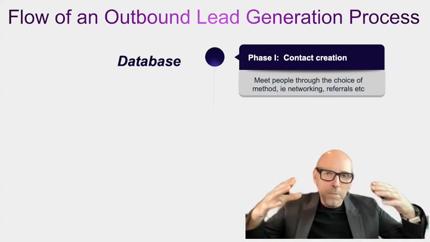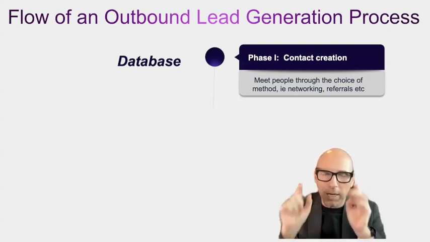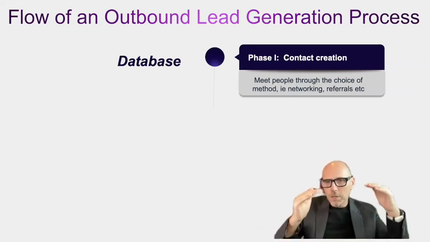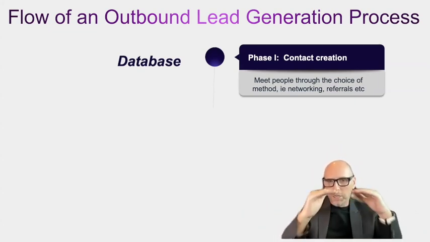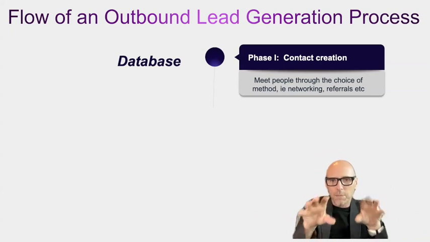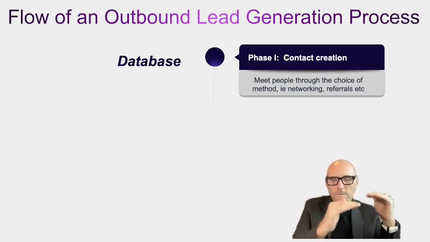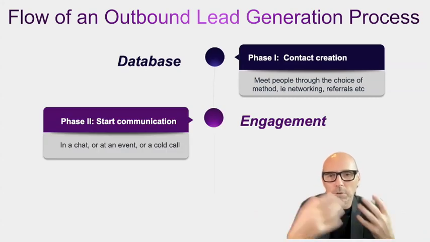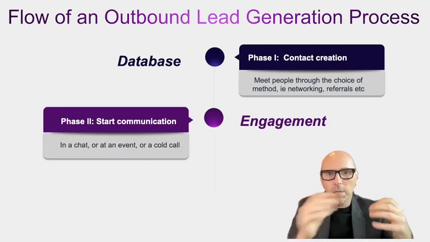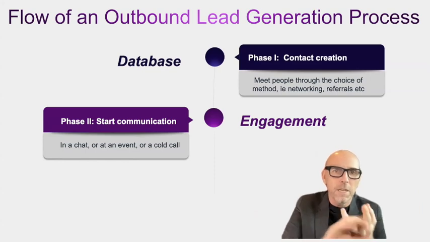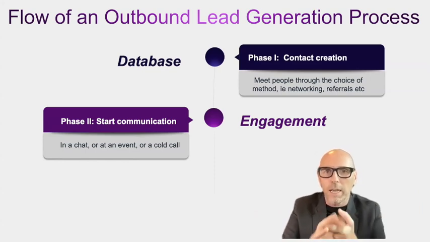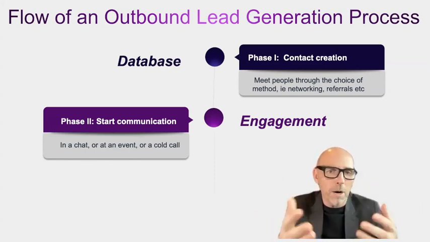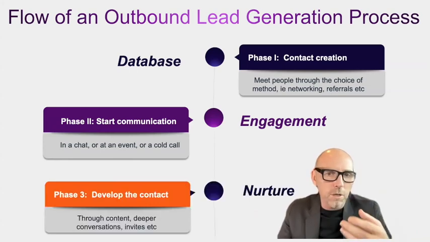If we look at an outbound lead gen process, and again, I'm just conscious of time, outbound lead generation always starts with a database. It starts with the context of people. How do you find people that you can interact with? The second part is, how do I engage with them? How do I start a communication? Is it a cold call? Is it a referral? Is it a networking connection? Is it a partner? What does that look like?